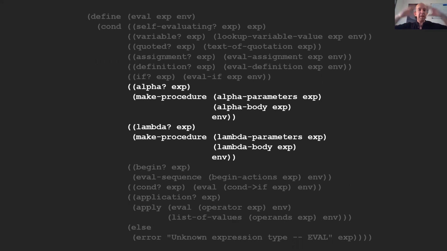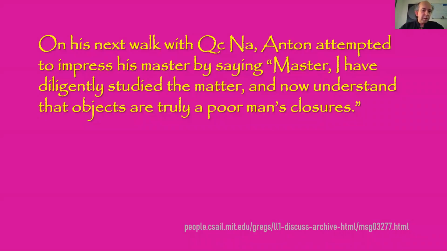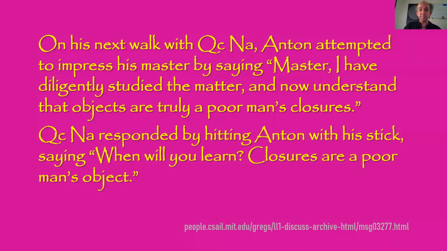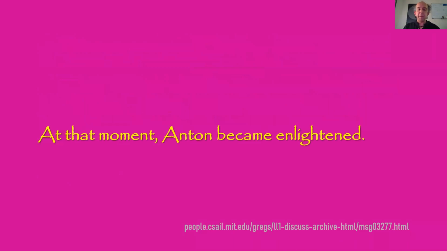Boom, there was a beautiful flash of light and a moment of unification. On his next walk with Crooknar, Anton attempted to impress his master by saying, "Master, I have diligently studied the matter and now understand that objects are truly a poor man's closures." Crooknar responded by hitting Anton with his stick. "When will you learn? Closures are a poor man's object." At that moment, Anton became enlightened.